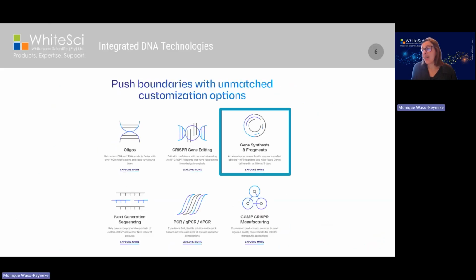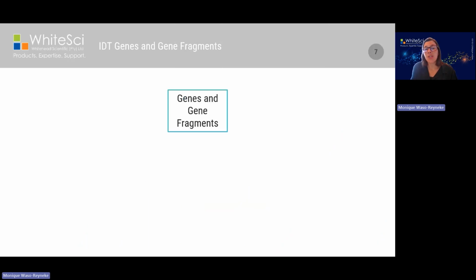Our next category is our gene synthesis and fragments category. So under genes and gene fragments, we also have a variety of products, and it really depends on what you plan to do in the lab, and that will determine which product we will offer you.